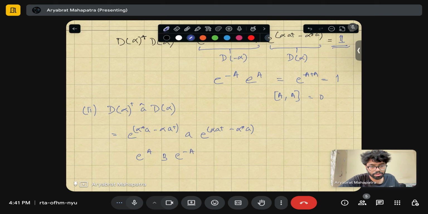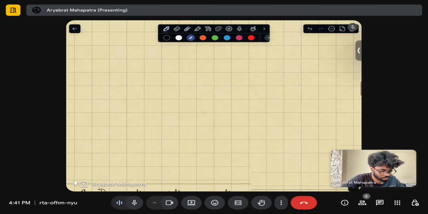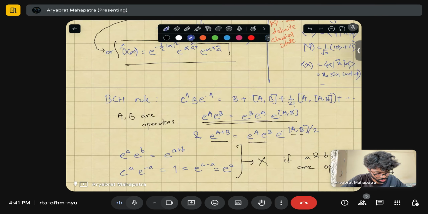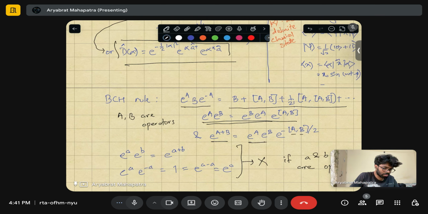You just cannot simply multiply how you used to do when dealing with numbers, which is not the case when you have operators. So you can follow the BCH rule as I presented before. The situation that we have right now is similar to this property, so you can write this expression to expand the expression which we started right now.